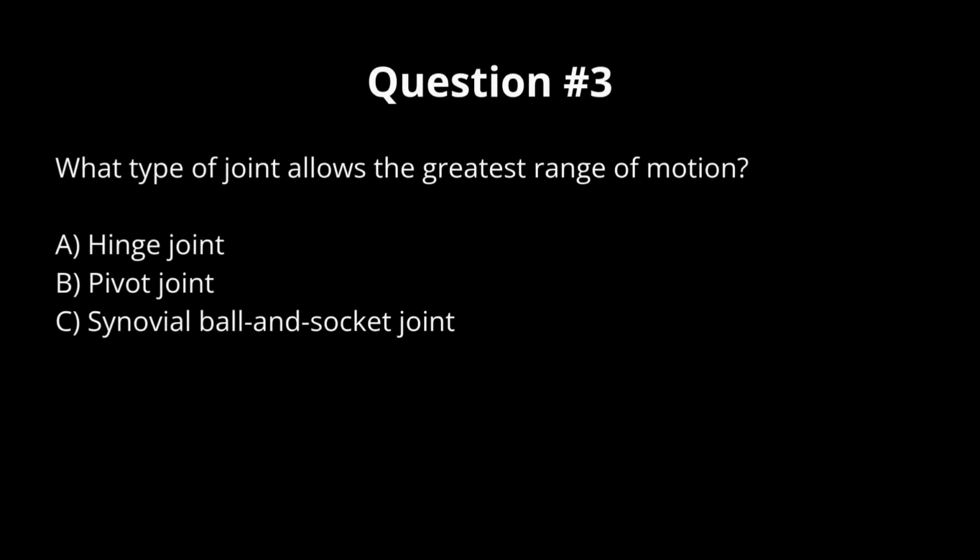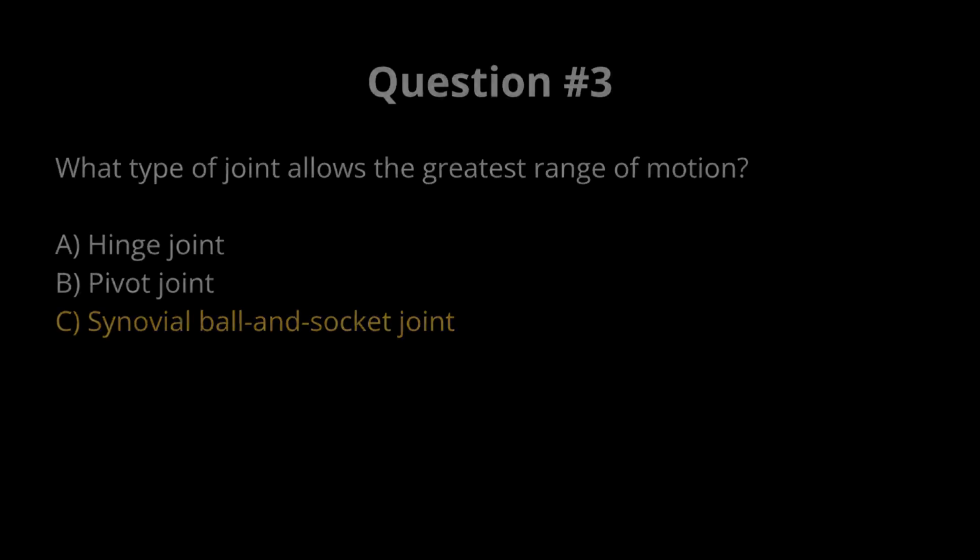Question number 3. What type of joint allows the greatest range of motion? A. Hinge joint. B. Pivot joint. C. Synovial ball and socket joint. The correct answer is C. Synovial ball and socket joints, such as the shoulder and hip, allow movement in all three planes.